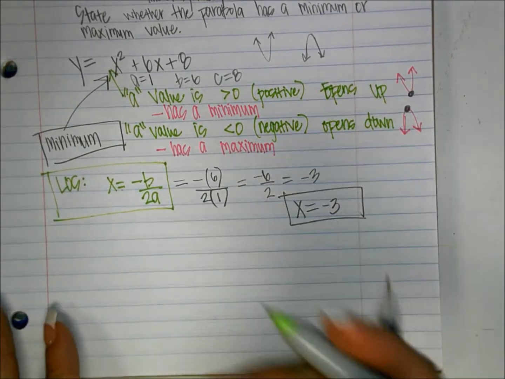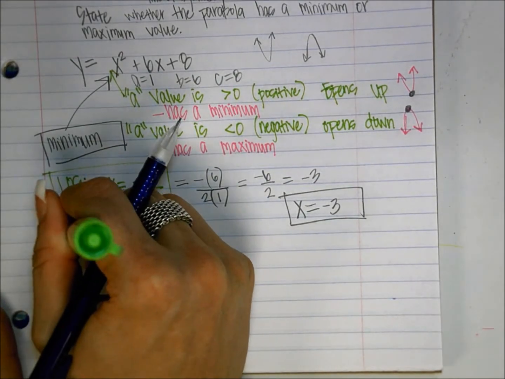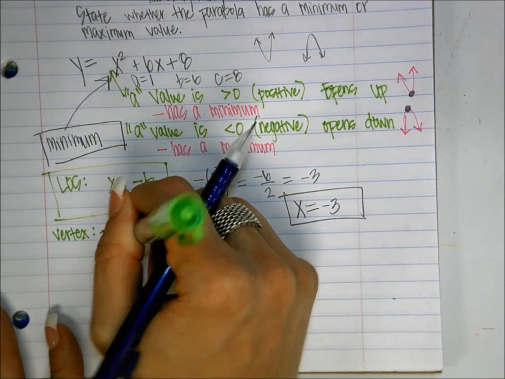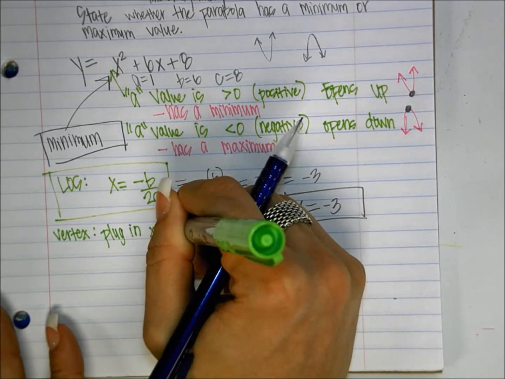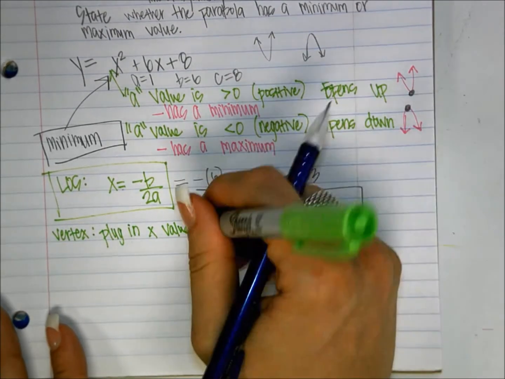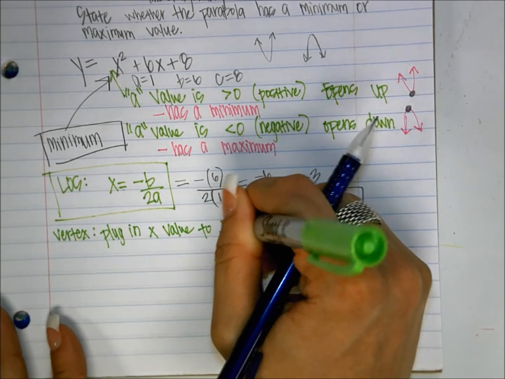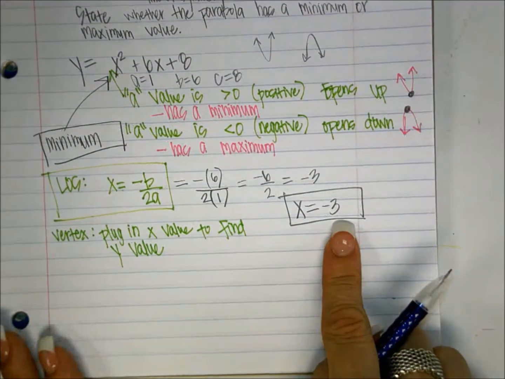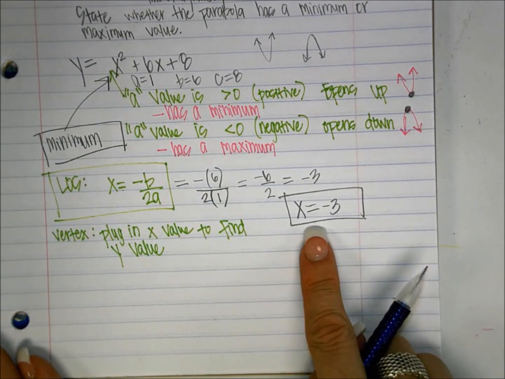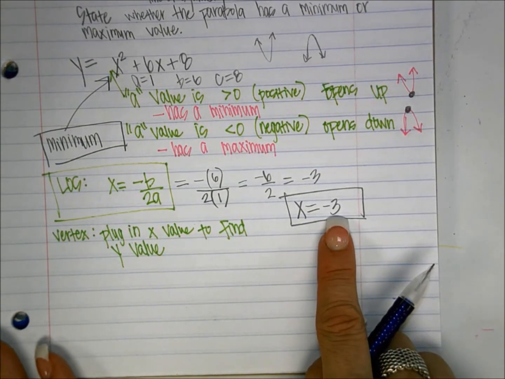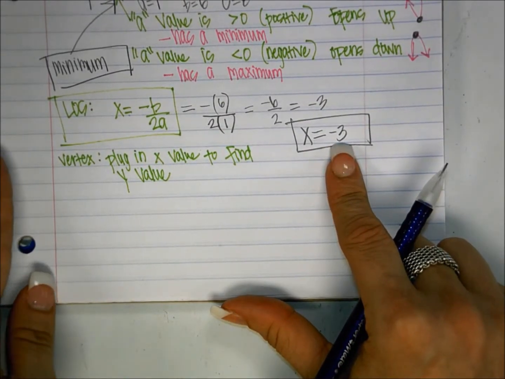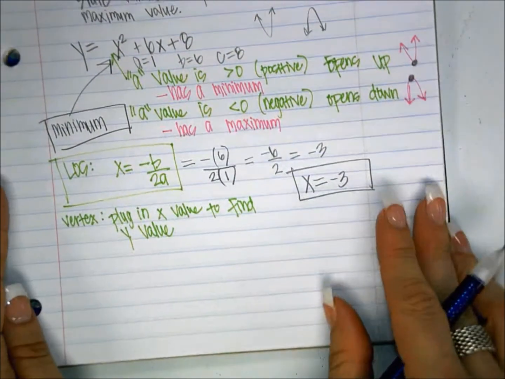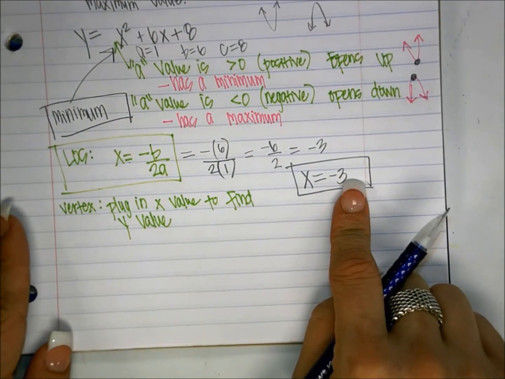The next thing we can find is the vertex. To find the vertex, plug in the x value to find the y value. The x portion of your line of symmetry is also going to be the same x for your vertex. We will graph these in a minute, and I'll show you what that means. To find y, you're going to use your original equation, the y equals equation, plug in what you just found, and solve for y.